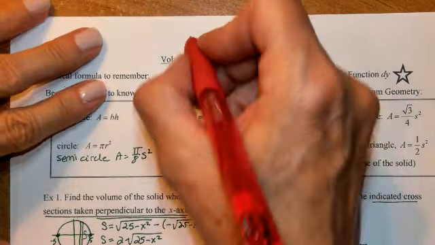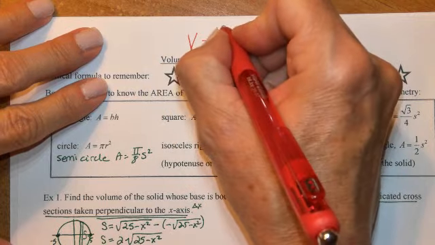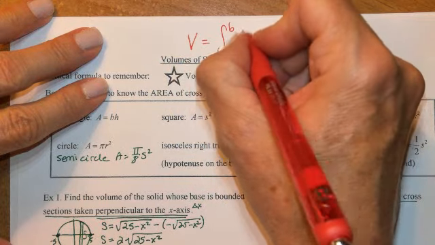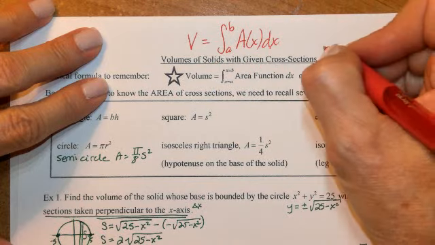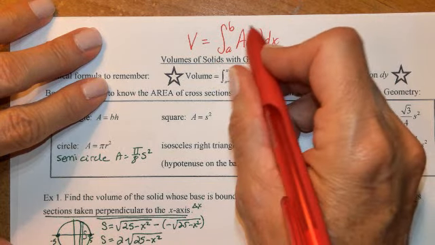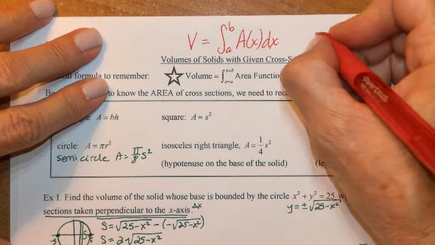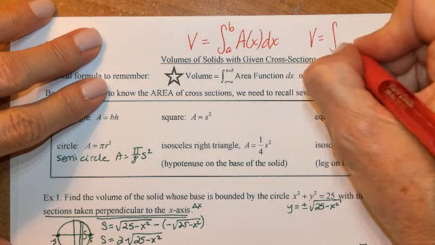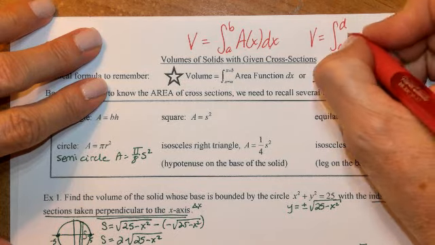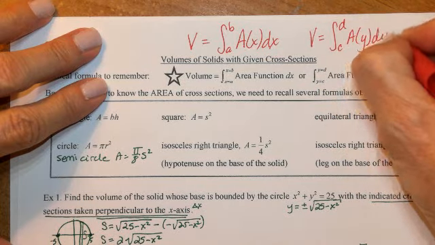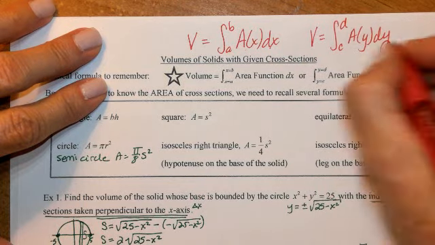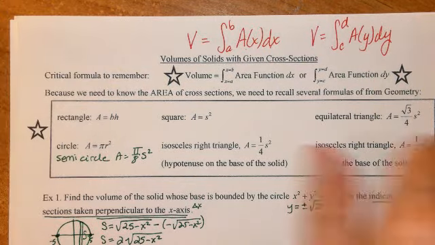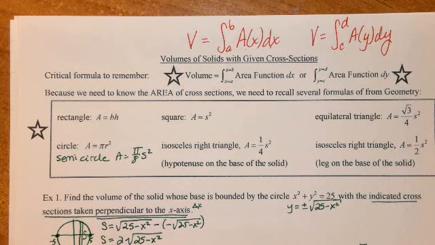So remember, you guys, up at the very top of this page, I want you to put this. Volume is equal to the integral from a to b of whatever your area function is, dx. Your area will have x's in it. If your area has y's in it, then we didn't do an example like this, but you can totally have y's here when you have a dy. That would be cross sections perpendicular to the y-axis. Okay? All right. That's it. Time for you to go practice.